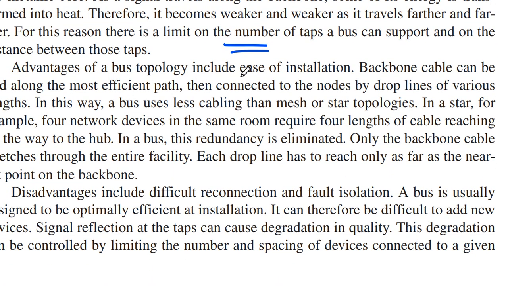The advantage is that it is very easy to install, or you can say installation is very easy. The backbone cable can be laid along the most efficient path. Most efficient path in the sense that if you are connecting this topology in any room, it is very easy to take one big line from one end to the other end. From that particular line we can take drop lines and connect other devices. That is very easy and uses the space well, so we can call it the most efficient path for connecting a bus topology.